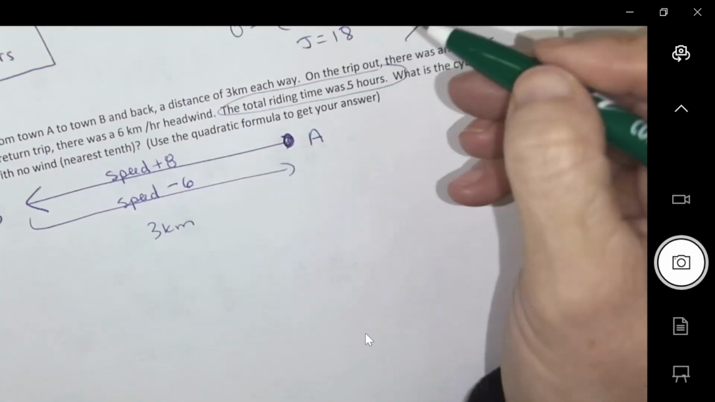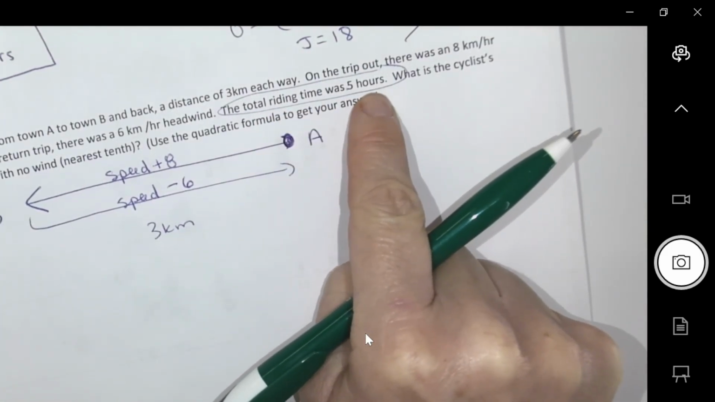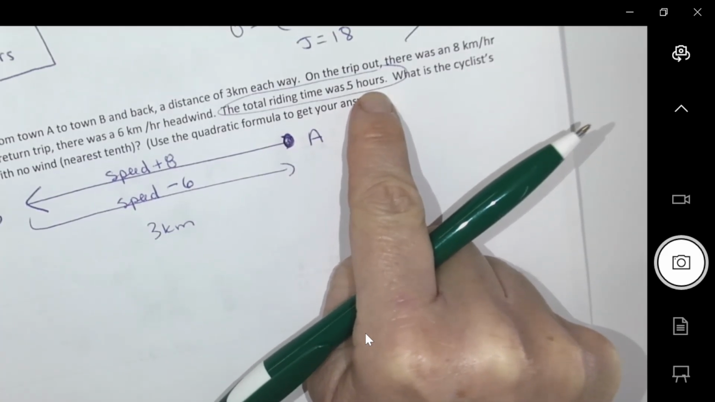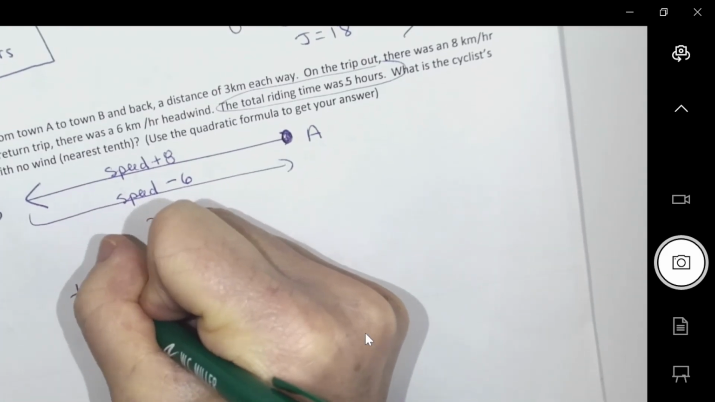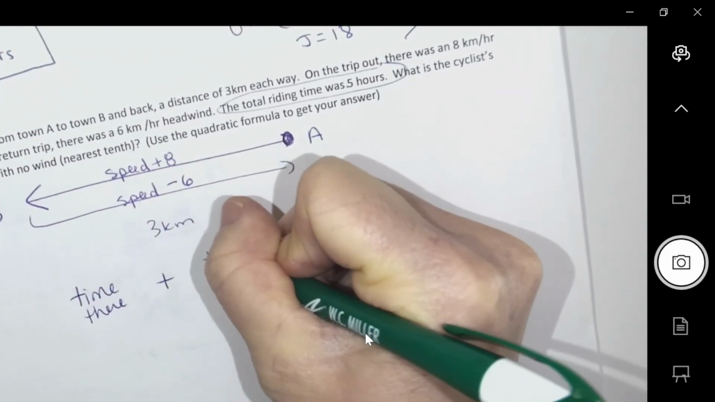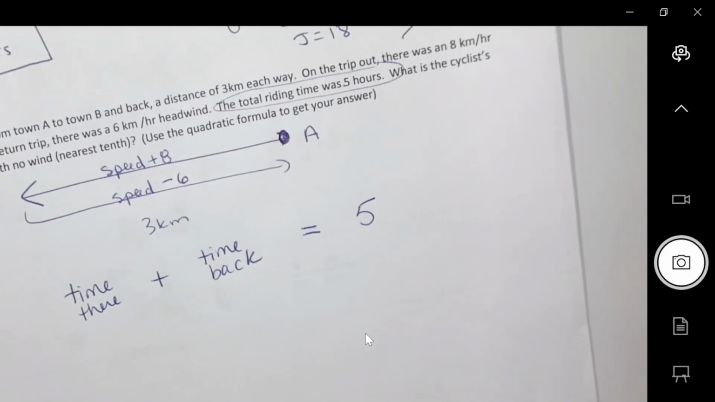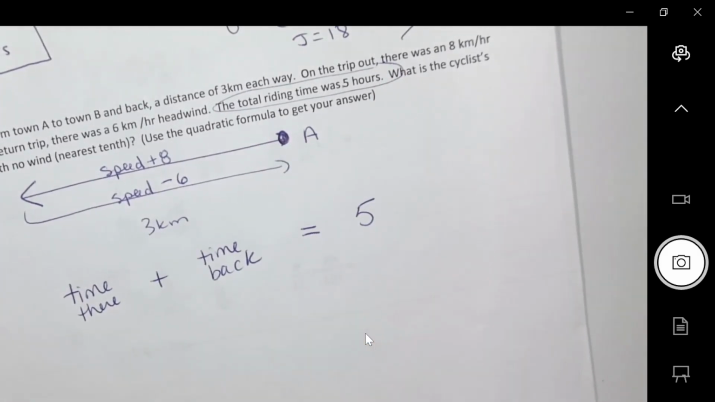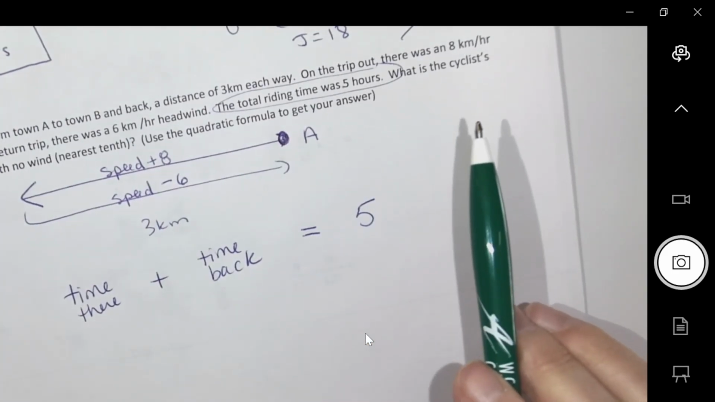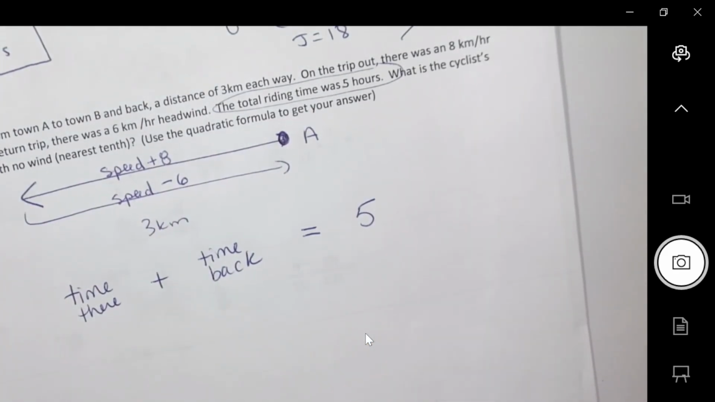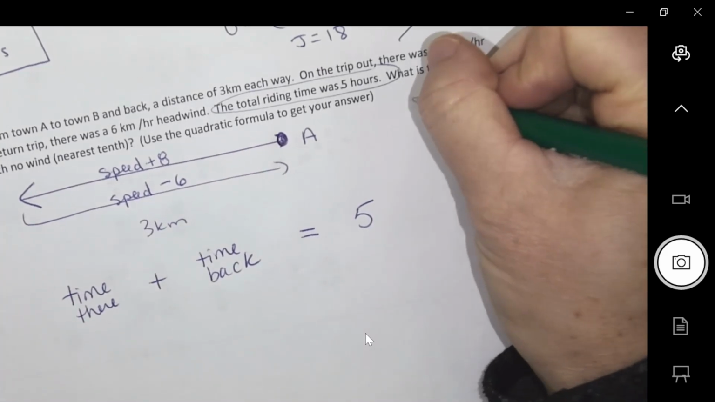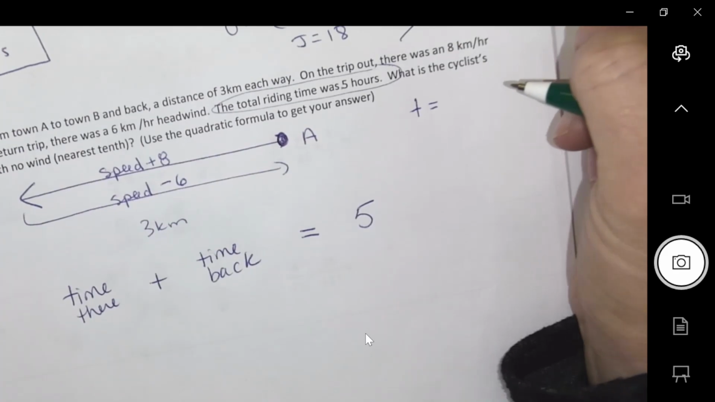The total riding time was 5 hours. So here's where I'm going to start. So that would be the T. So the time there plus the time back equals 5. Does that make sense how I turned that into that math equation? The total riding time, so the time it takes me to go there plus the time it takes to come back, that's 5. So we're solving for the speed of the bike. Okay, do we remember from yesterday what our little science formula was?